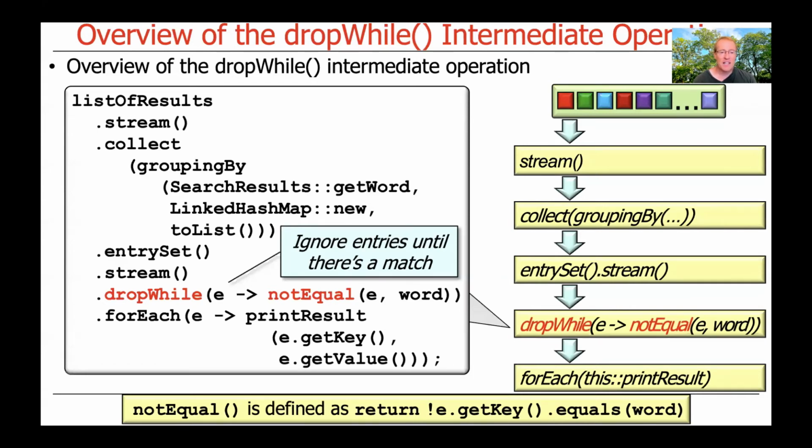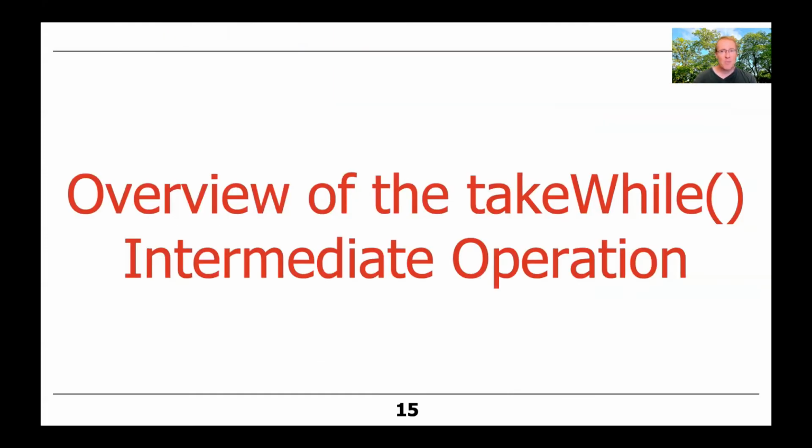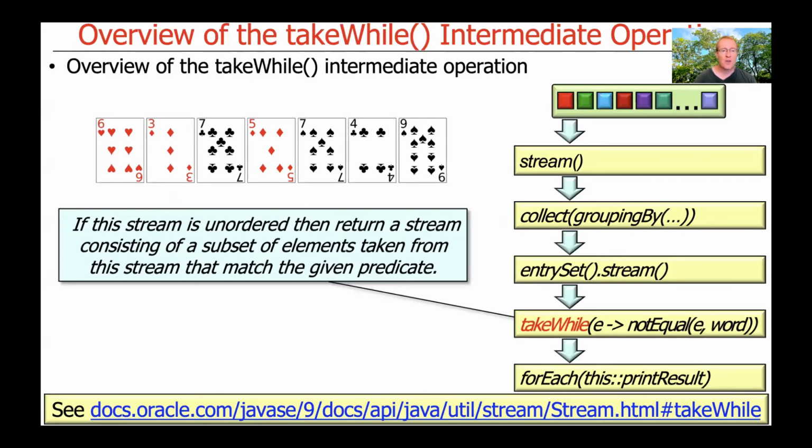And then when we finally hit la, we go ahead and print the results from la to the end, which is la and ti in the do, re, mi song. So that's an example of dropWhile. Let's now talk about the sibling operation to dropWhile called takeWhile. And as we'll see, takeWhile is kind of the inverse of dropWhile.